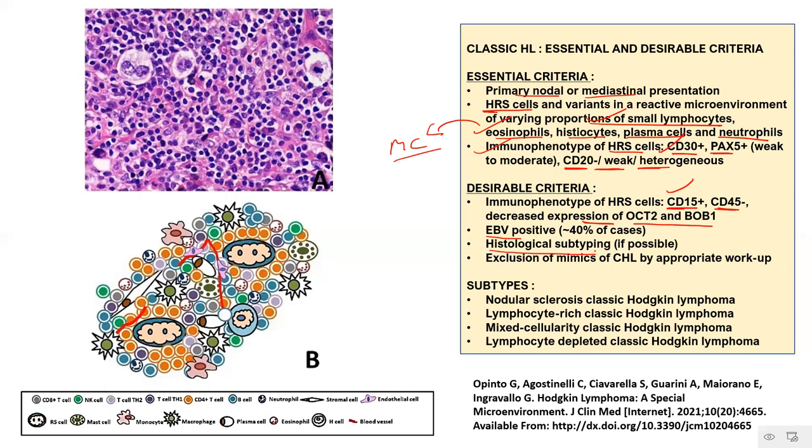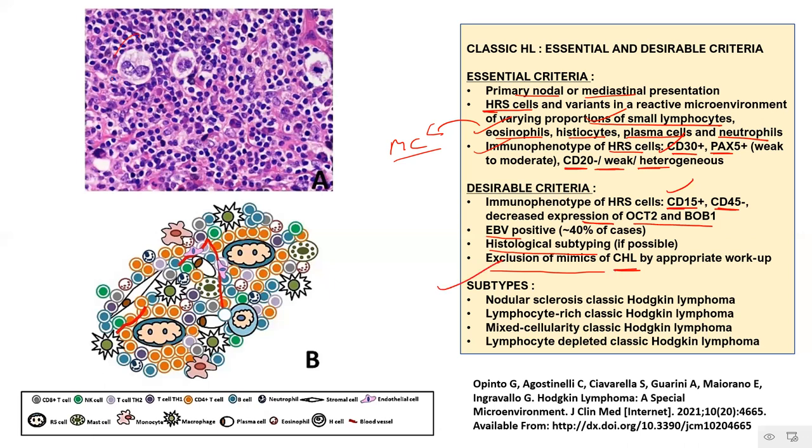Try to do a histological subtyping between the nodular sclerosis, mixed cellularity, lymphocyte rich, and the lymphocyte depleted, if it is possible. Most of the time, it won't be possible because this is the era of TrueCut biopsy, and oftentimes, a TrueCut will not give you an accurate representation of the full picture. And of course, you should be excluding the other mimics of classic Hodgkin lymphoma. We shall be stressing on these mimics as we move along and see a few of these cases. As I've already said, you have these four important subtypes.